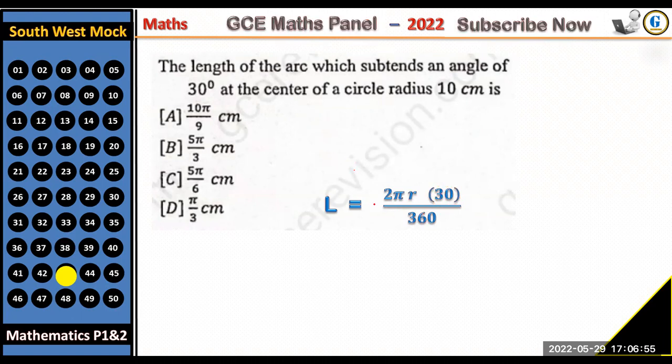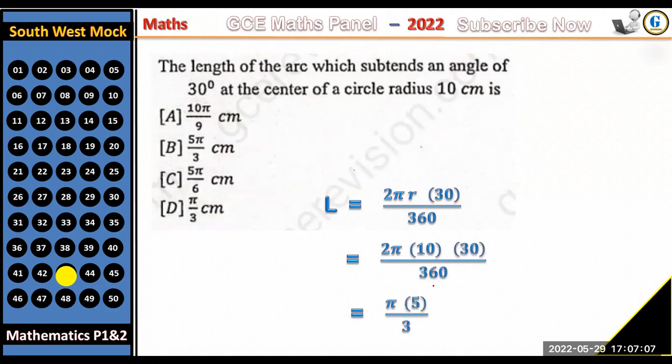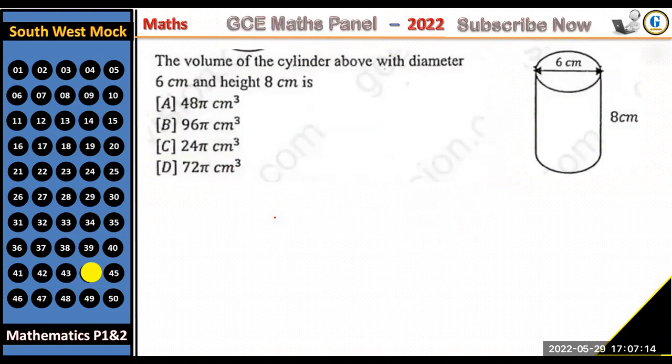So this one we do 2 pi radius, that is the circumference, times 30 degrees on 360 degrees, which is a fraction. And that will give us 2 pi into 10 into 30 on 360, which is equal to 5 pi on 3. Question 44.